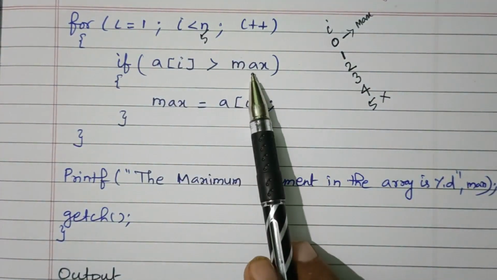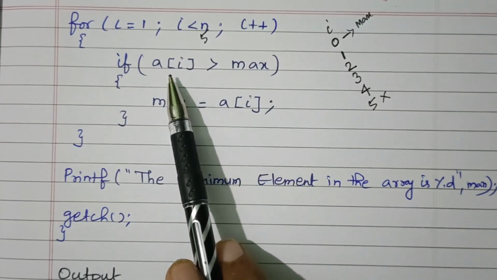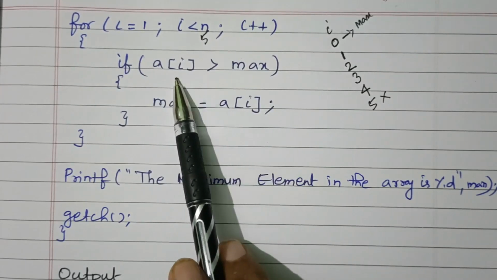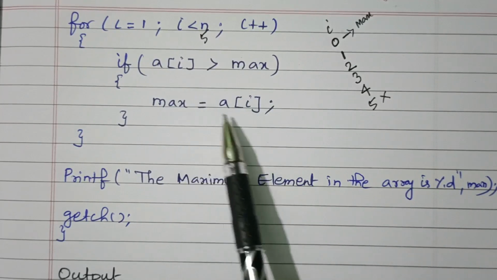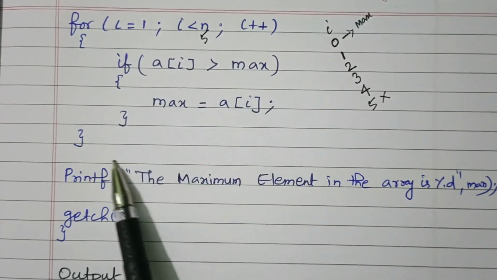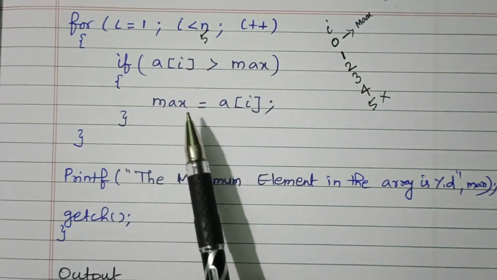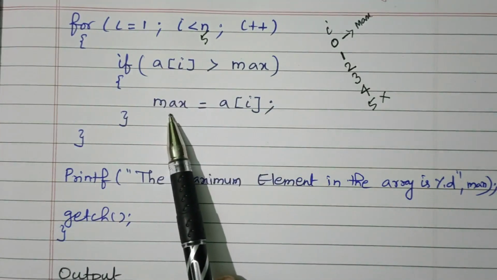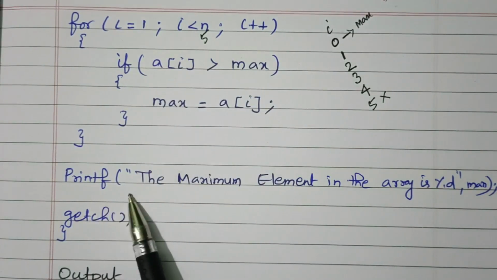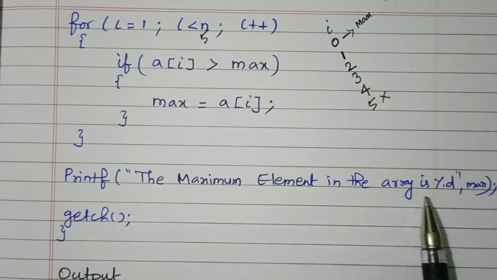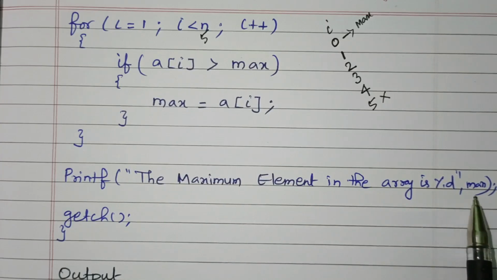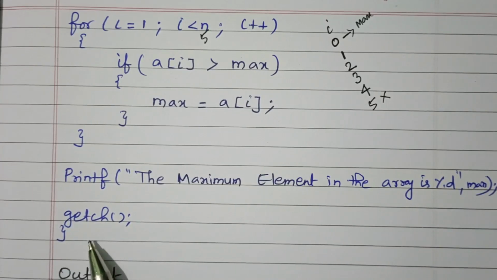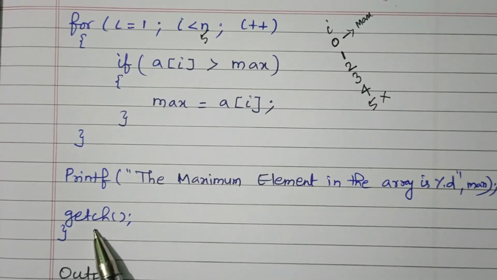So max is verified with the second number, third number, fourth number, and fifth number. If the condition is true, the corresponding number will be stored as the maximum, otherwise it will go to the next step. Finally, after executing this loop, the maximum number will be available in this variable max that we can print. Print "The maximum element in the array is %d", that is, integer type max. That will be printed. After getch, we can close the program. Getch will get a character from the user. Until then we can see this output.